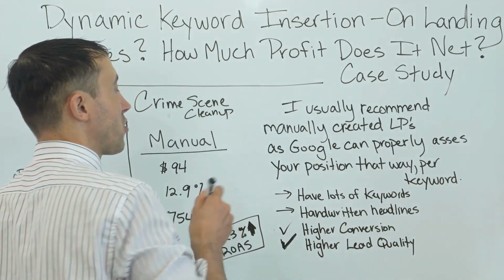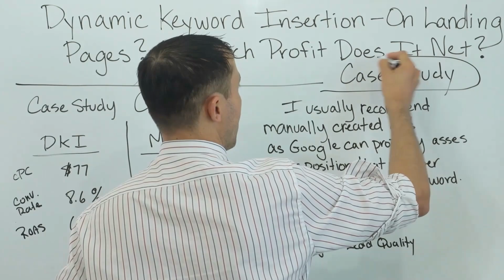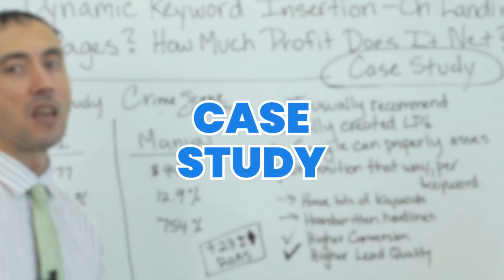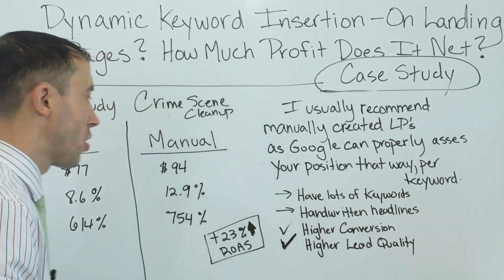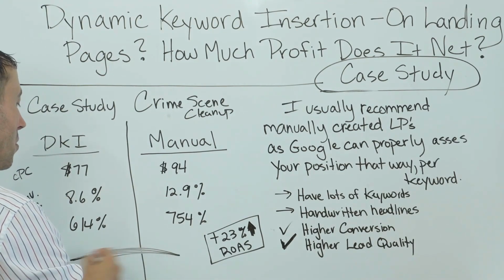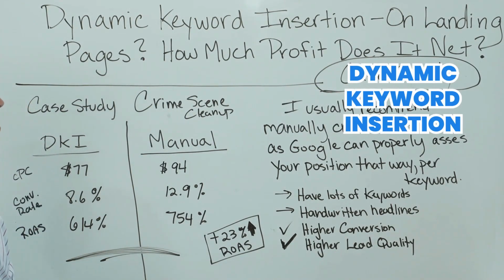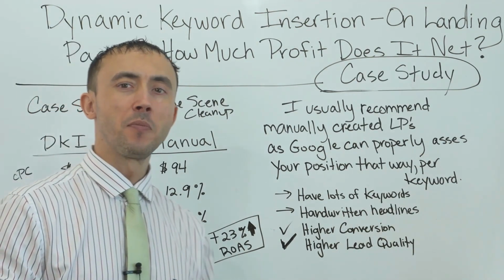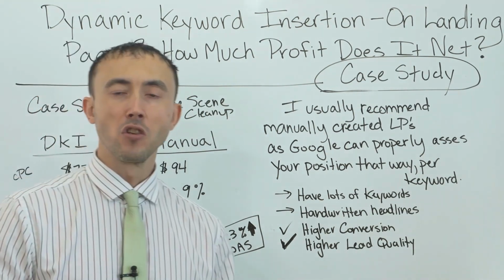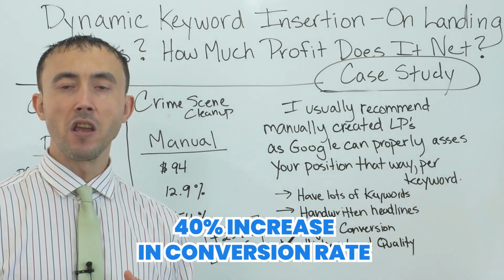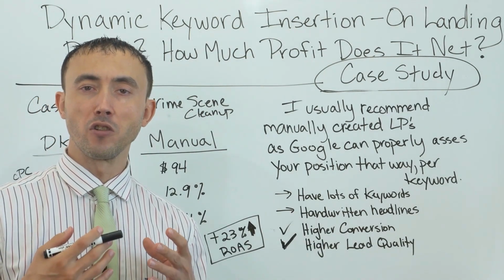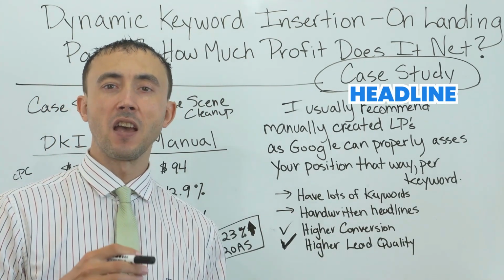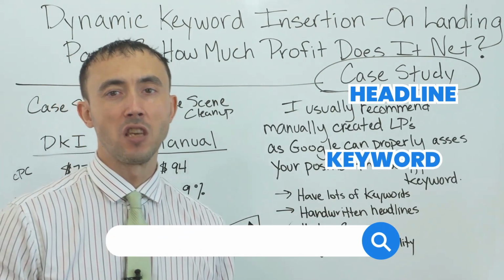Okay, so instead of just basic information like you're going to see on other channels, this is a case study where I'm going to physically show you how much more money you could be making using dynamic keyword insertion over at least manual headlines. Typically, the general rule of thumb is you're going to get a 40% increase in conversion rate on your traffic simply by swapping the headline and having the headline match the user's keyword.